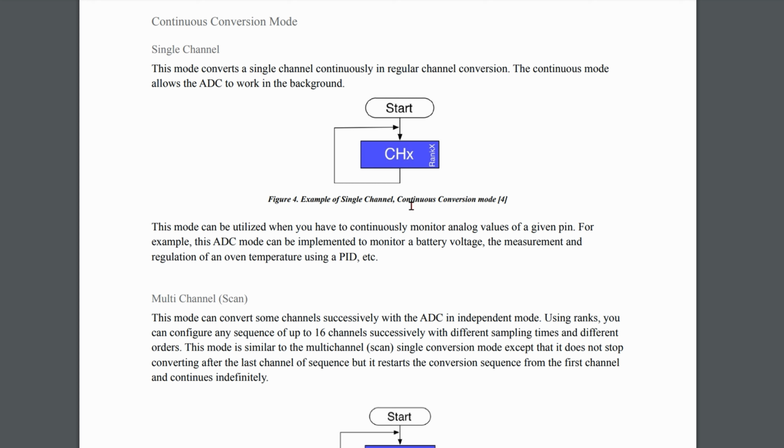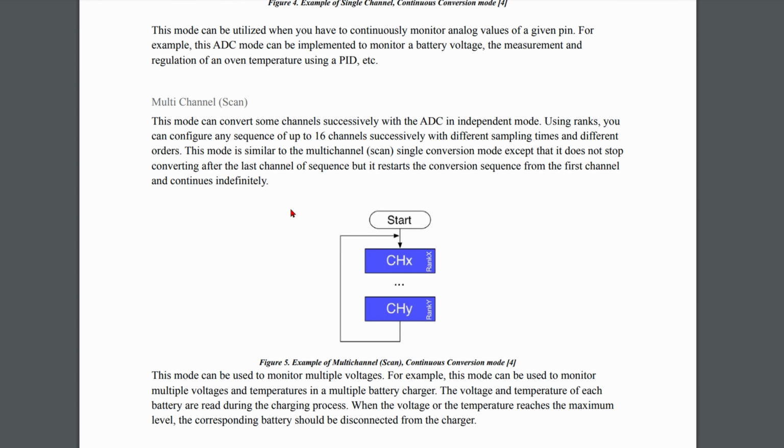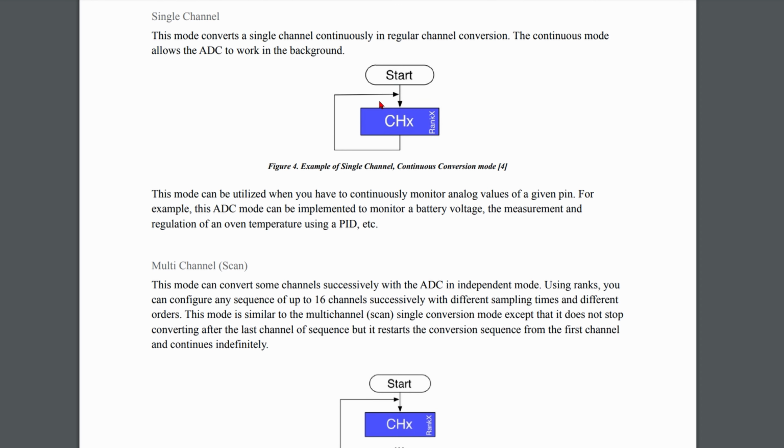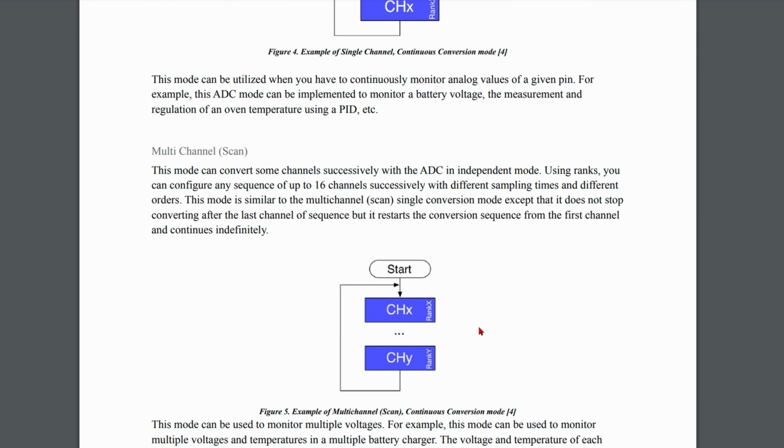This mode can be utilized when we have continuous monitoring of analog values of a given pin. For example, this ADC mode can be implemented to monitor a battery voltage, the measurement and regulation of an oven temperature using a PID, and etc. We have a multi-channel scan, and this is like this one, but we are doing multiple.